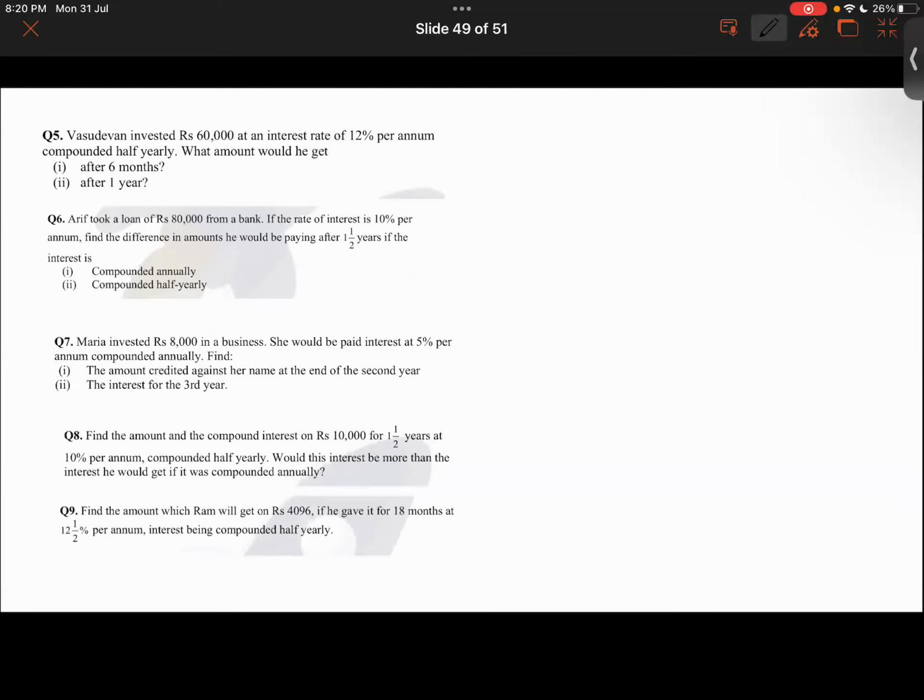Now, see question number 5. Vasudevan invested ₹60,000 at an interest rate of 12% per annum compounded half yearly. What amount would he get one after 6 months, two after 1 year? Okay. So principal is given here, rate is given 12%. So rate will become how much, since it's compounded half yearly? So it will be 6%, isn't it? Yes, sir. Okay.